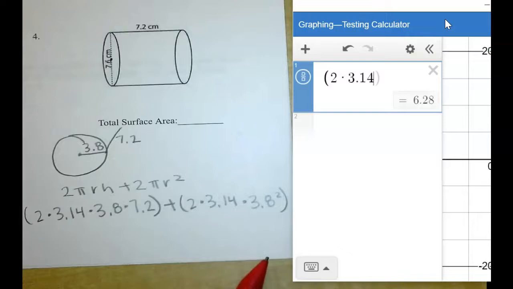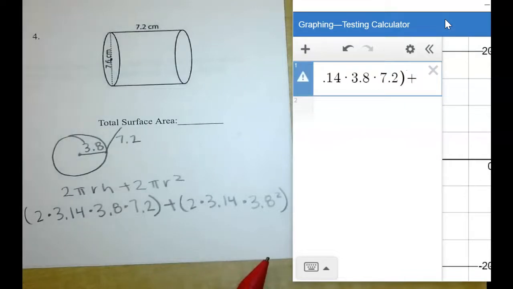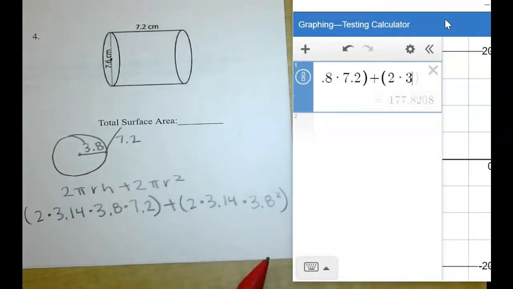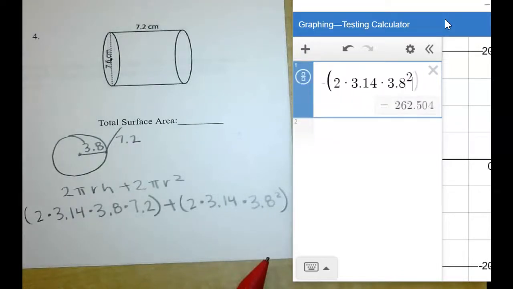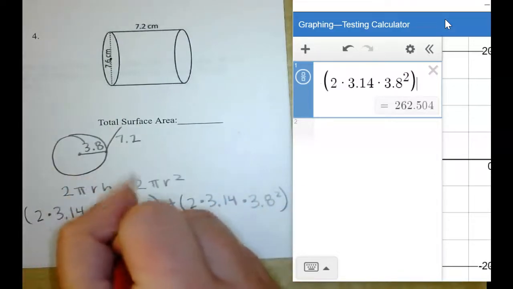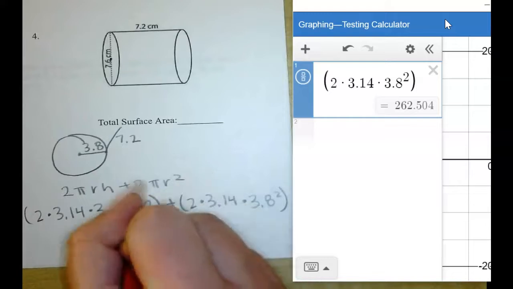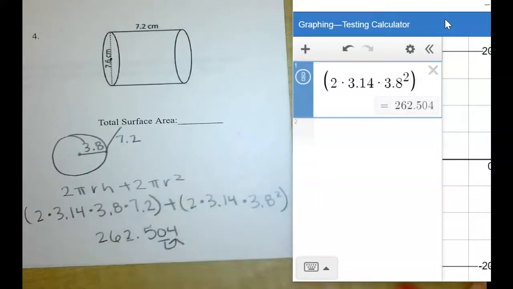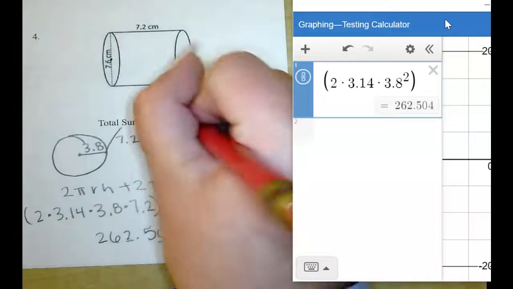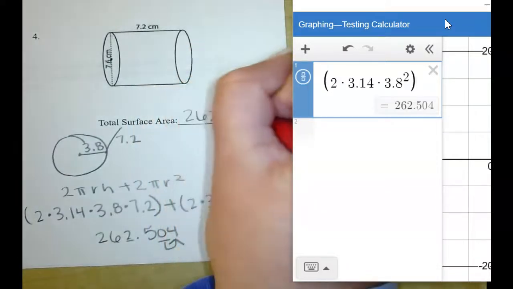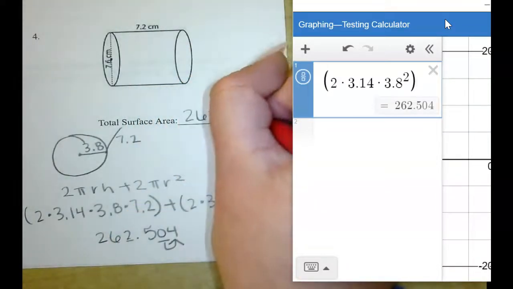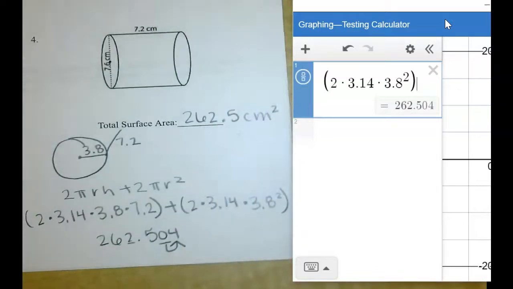Two times 3.14 times 3.8 times 7.2, close, plus 2 times 3.14 times 3.8 squared. So 262.504. The 0, you look to the right, the 4 tells the 0 to stay the same. So this is actually going to be 262.5. That 0 just falls away. And it's centimeters squared. Okay?